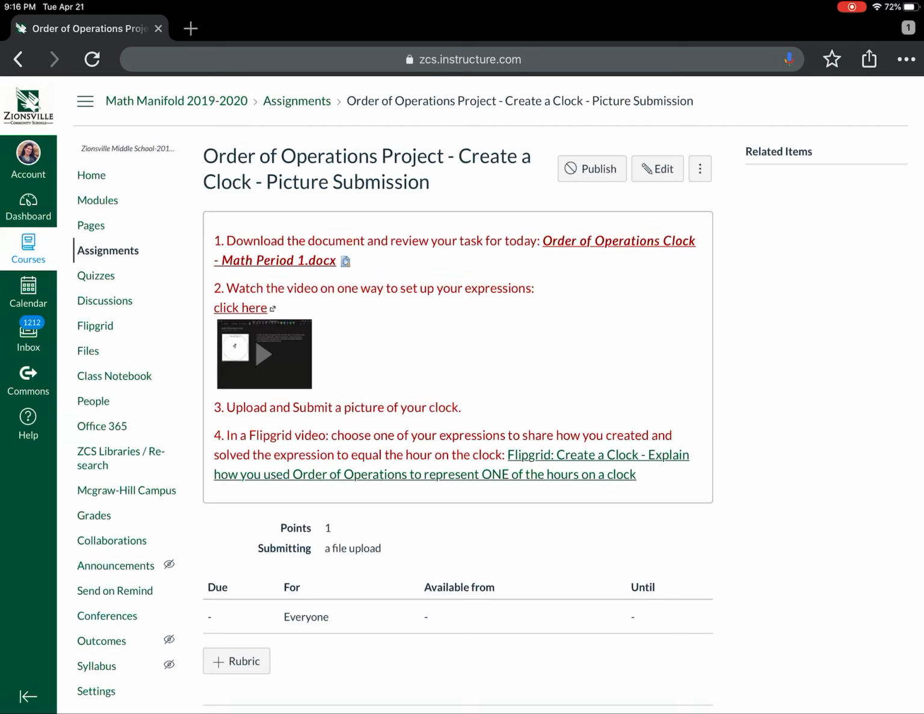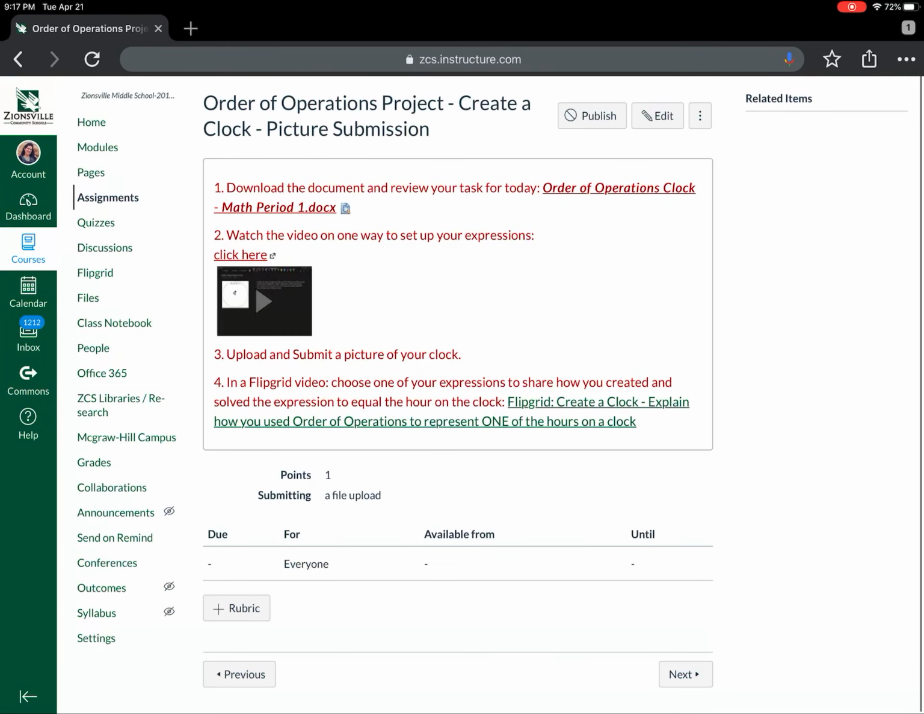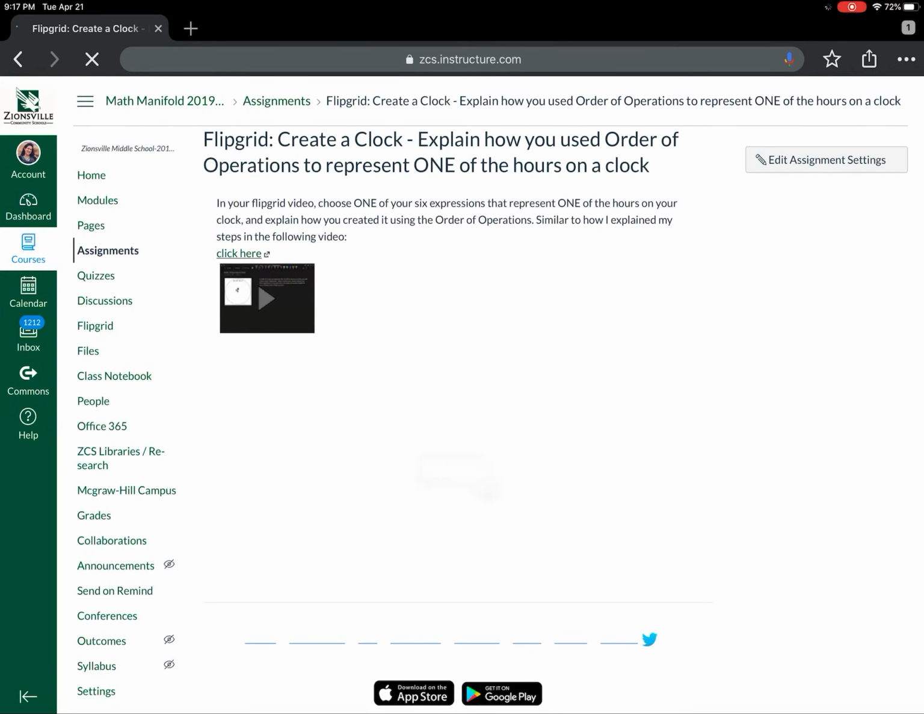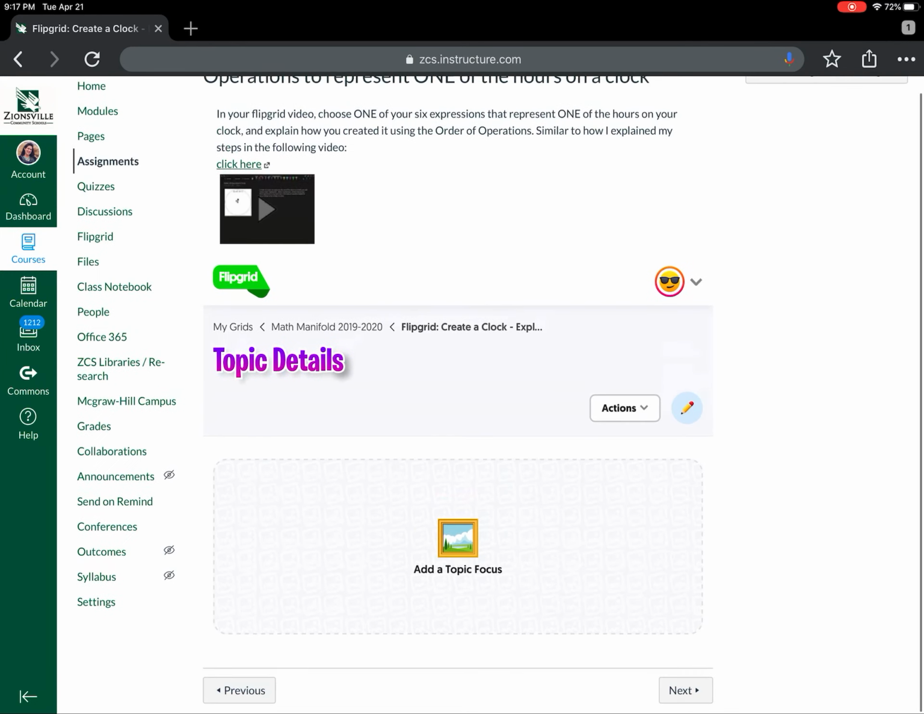The next thing you're going to do, which is the last thing for your E-Day, is in a Flipgrid video, I want you to take one of your expressions. It could be for any of your 6 expressions that you've created, and you're going to explain how you created it and how you got the answer and you know that you are correct. Similar to how I did my video, but it's going to be representing you, and it can be in any way you choose to create it. So once you've created your Flipgrid video, you'll open and submit here, and you are done for your Math E-Day.